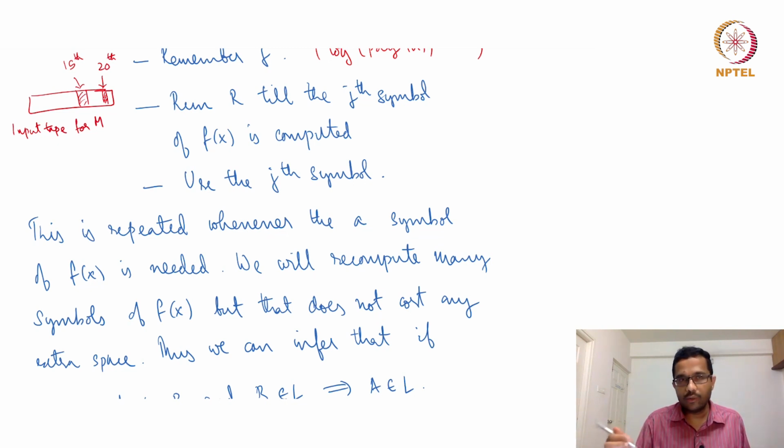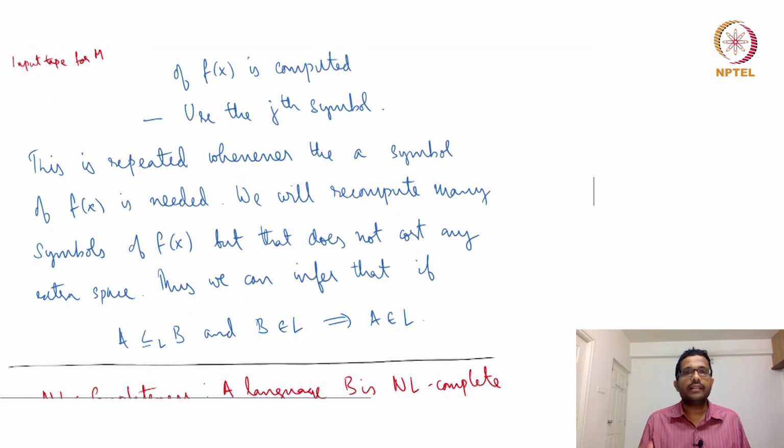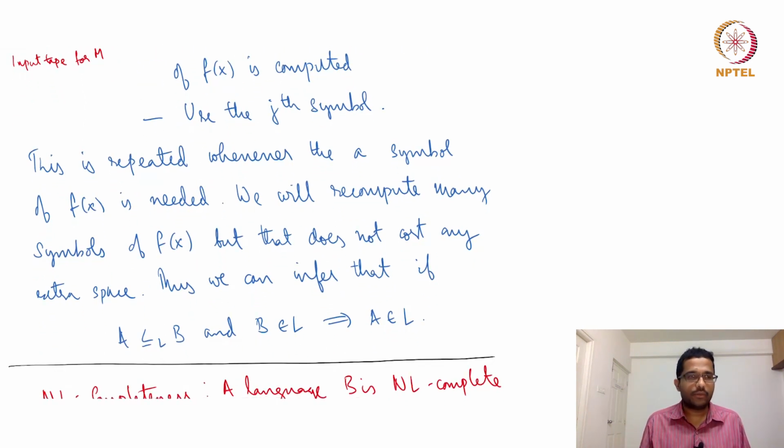We are just looking for, let's say, the 10th symbol of F of X, and we just write down the 10th symbol. If the 15th or 100th symbol is required, we just write down the 100th symbol, and that's it. So we are never writing down the entire F of X at any time. As and when they are required, they are generated on the fly, and then M continues running. Let's say it requires a certain symbol, and that symbol is produced and given to it.